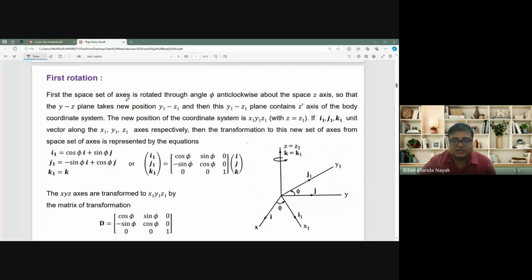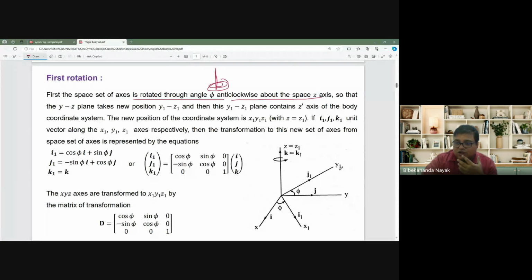First, the space set of axes is rotated through angle phi anti-clockwise about the space z axis. It is the space z axis, x, y, z. So we rotate about the z axis. And you know, one important property of a rotation is that the axis of rotation remains constant throughout the rotation. We are rotating about this, but this axis of rotation remains constant. So your z axis remains constant.